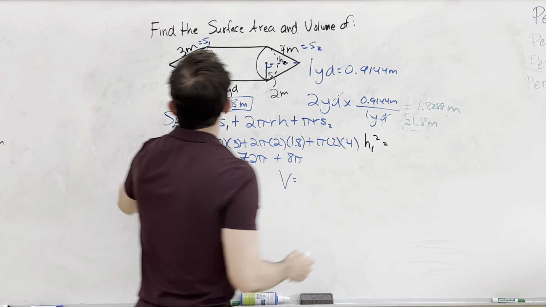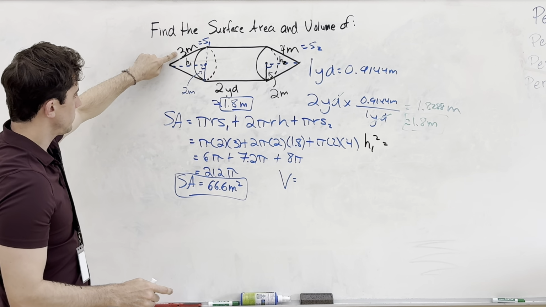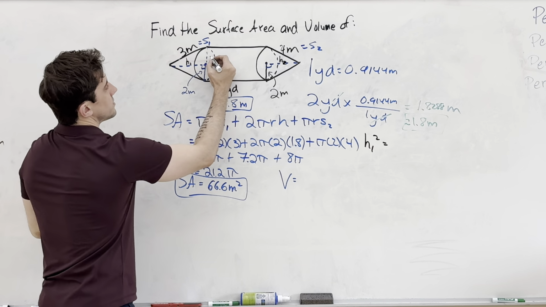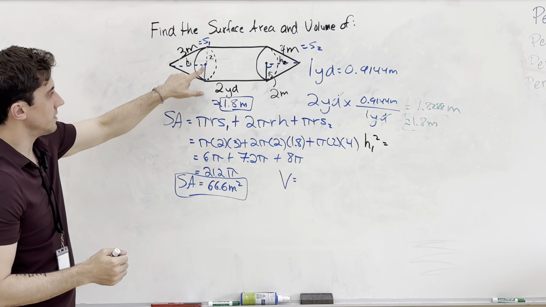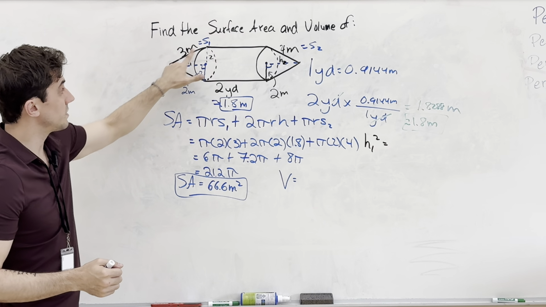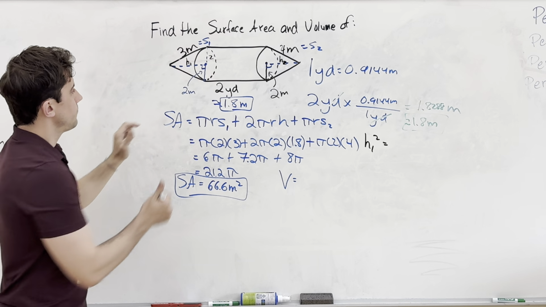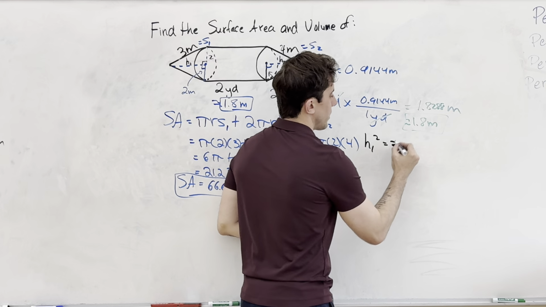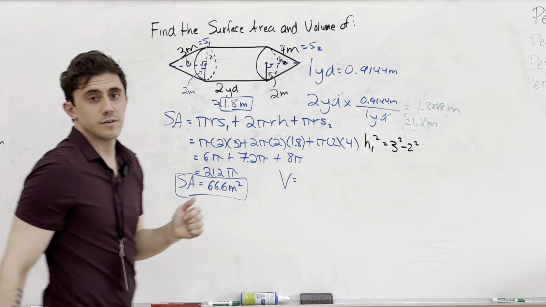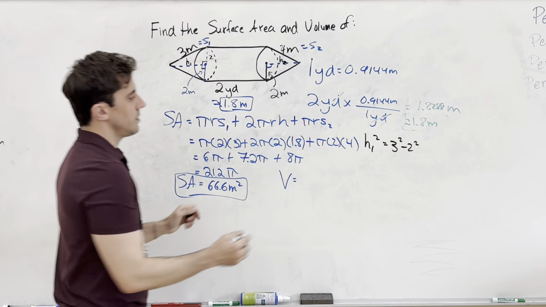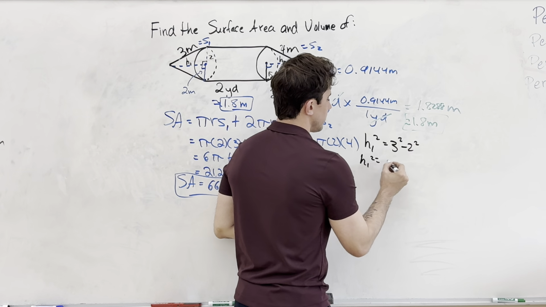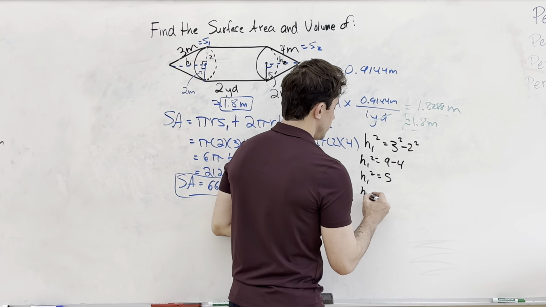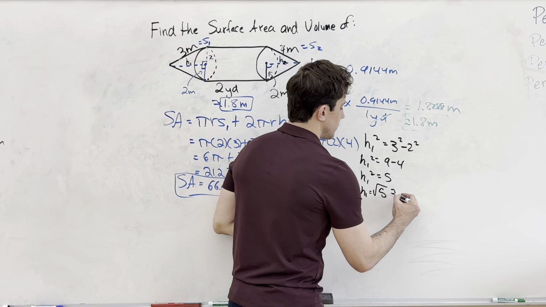H1 squared is 3 squared minus 2 squared, right? This is the radius of 2, so it's the same on both sides. So 3 is the hypotenuse of the right triangle, right? H is not the hypotenuse, and so H1 squared is equal to 3 squared minus 2 squared. And so we have H1 squared is equal to 9 minus 4. H1 squared is equal to 5. And so H1 is equal to the square root of 5, which is roughly 2.2.